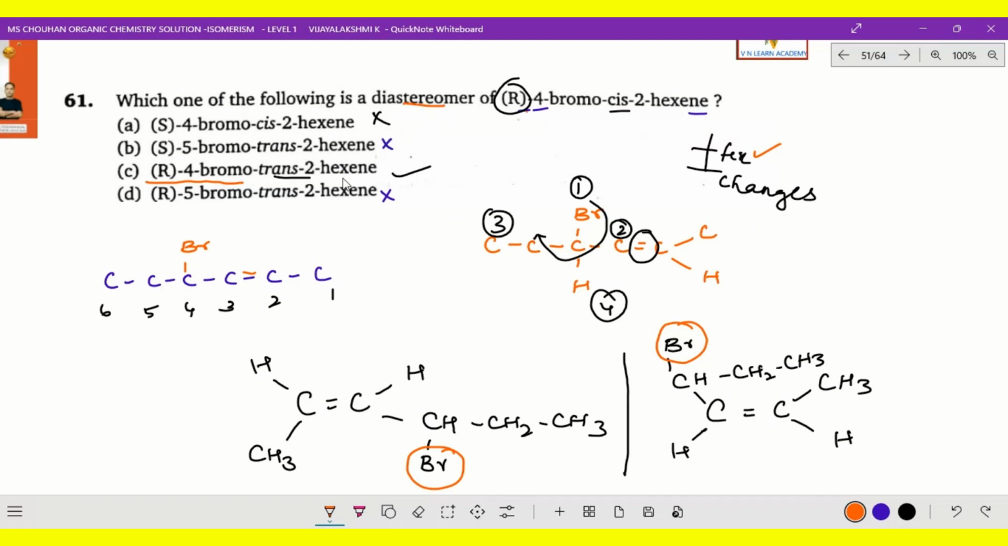I hope you got clarity about this first question. See, logical way of thinking. This is not difficult. If you know the concept, you can easily identify the answer. Come on, let's go to the next question.